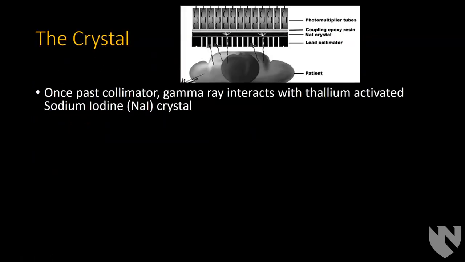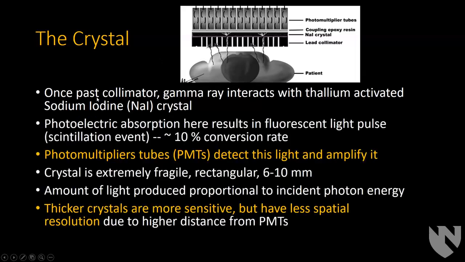Okay, so after the collimator, the next thing in your scintillation detector, in your gamma camera, will be your crystal. Usually it's a thallium-activated sodium iodide crystal for gamma cameras. Here, the radioactive photon, or the gamma ray, will hit the scintillator crystal and convert that energy into light energy. And the conversion rate here is about 10%.